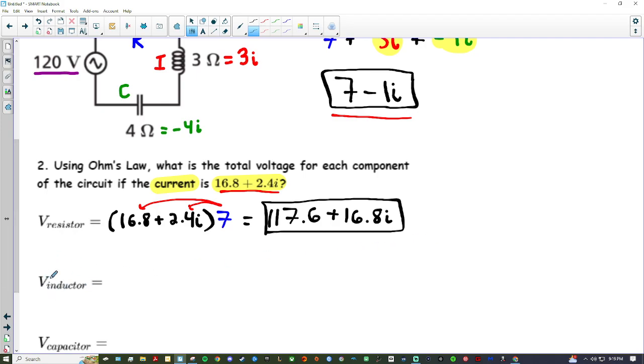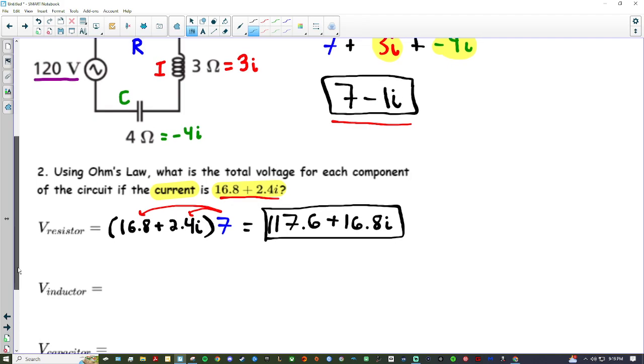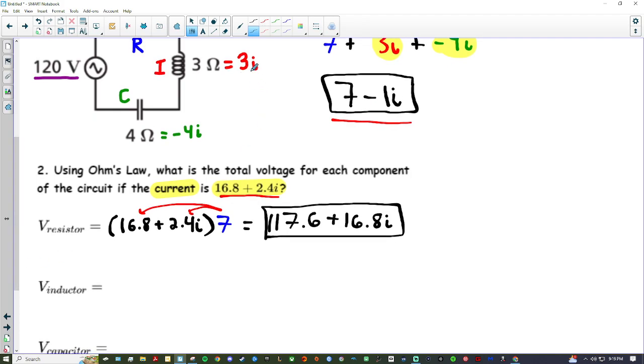Okay, now we're going to do the same thing for the inductor. So our inductor was positive 3i. So we're going to take our current, which is Ohm's law again, 16.8 plus 2.4i, and we're going to multiply this by the resistance of our inductor. Our inductor had a resistance of 3i.